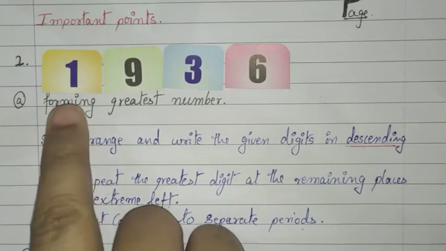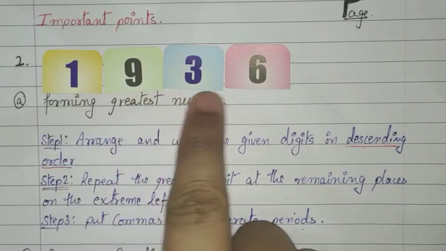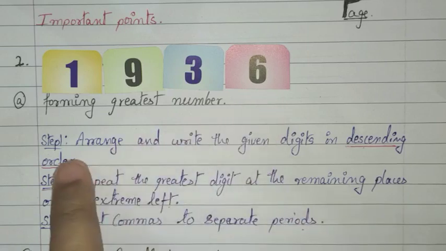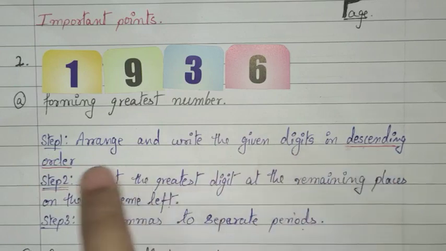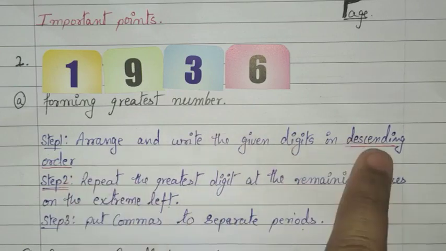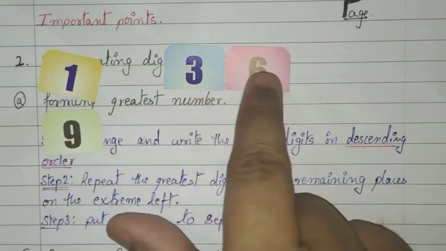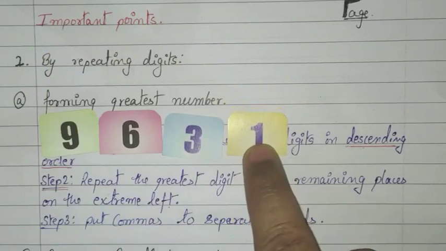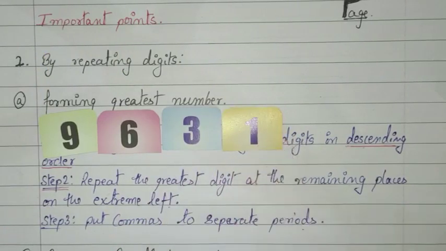For example, let's consider some digits 1, 9, 3, 6, and you have to form the greatest number. The same as the previous, step 1 is arrange and write the given digits in descending order. For descending order, we have to write the greatest digit first. So 9, then 6, then 3, and then 1. They are arranged in descending order.